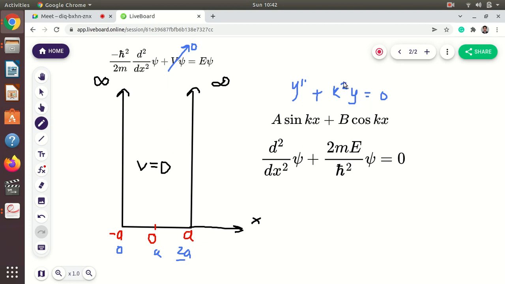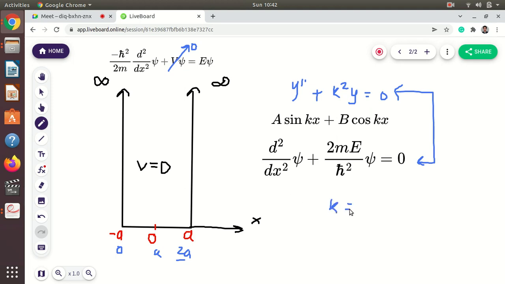So here it was k². We will define that k² is equal to this part. Okay, so you can equate these two equations. Instead of y, we have ψ as a function, and instead of this k², we have 2mE/ħ². Okay, so from this, what can I write for the value of k?